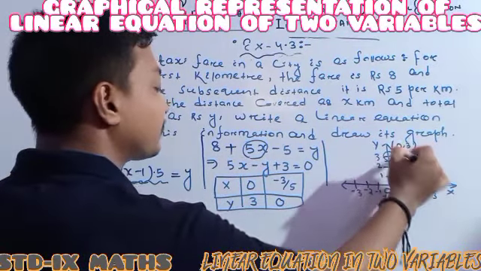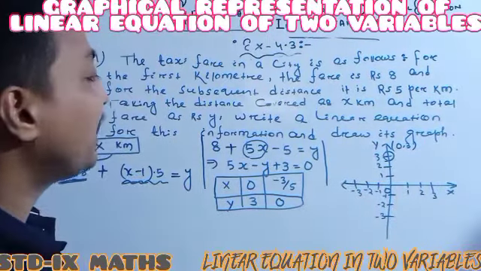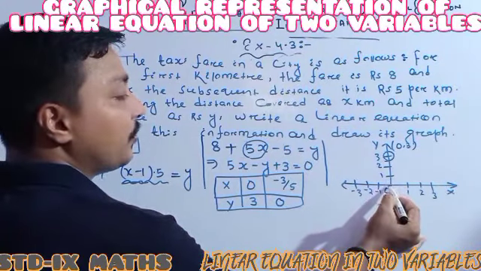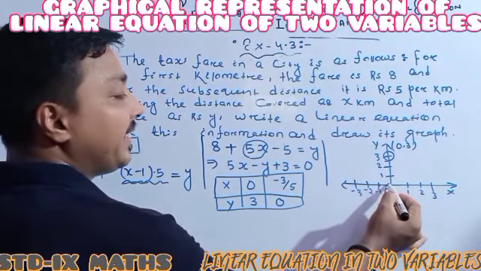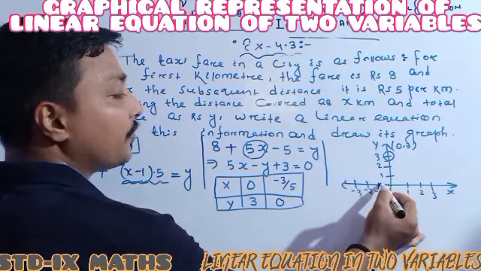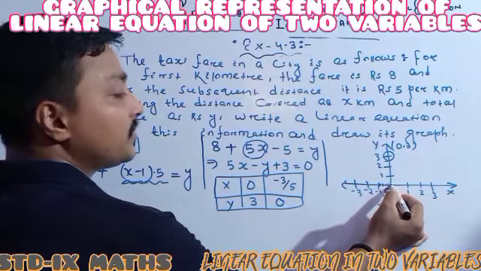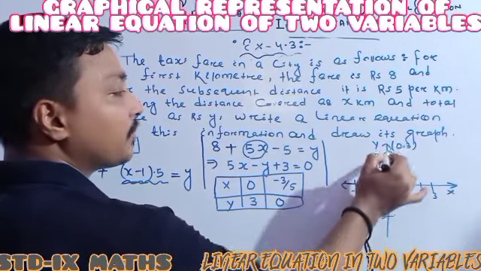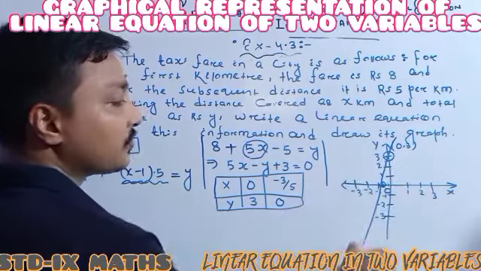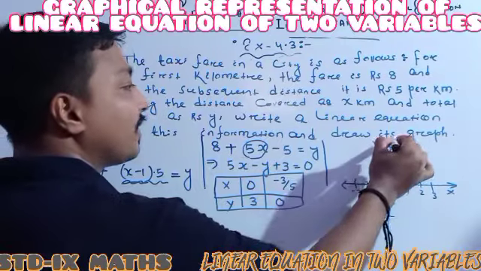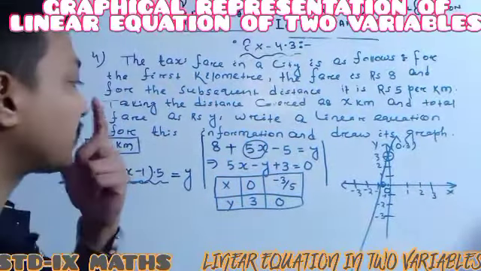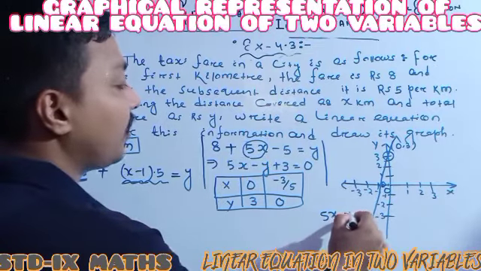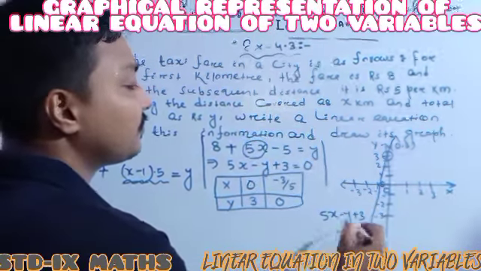Next one is minus 3 by 5. Minus 3 by 5 means here. See, minus 3 by 5 means you divide 0 to minus 1 into 5 parts: 1, 2, 3, 4, 5. So from 0 to 3 small divisions is our minus 3 by 5, 0. Whenever you join this point with this one, the line will represent the graphical representation of 5x minus y plus 3 equal to 0.